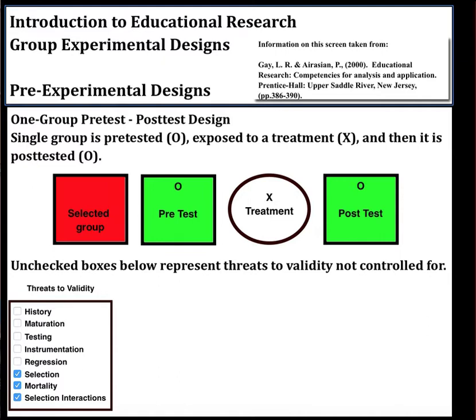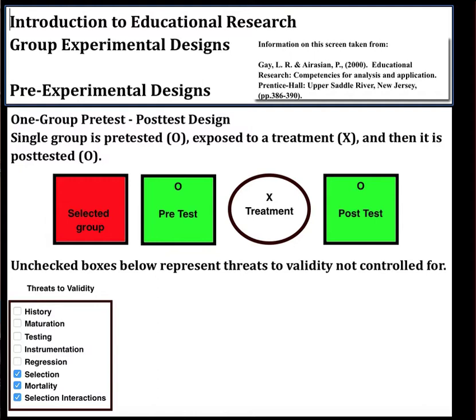Something may happen during the course of the treatment that may have influenced the participants' scores. And as we know, when history or maturation is involved, the longer that the study goes on, the more likely these threats can play a role. Testing, the possible effects of taking a pre-test and post-test, and instrumentation, where it's possible that the pretest and post-test were not equally difficult, are also not controlled for with this study.